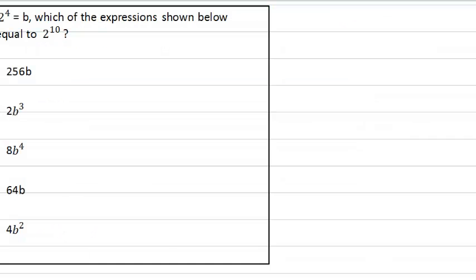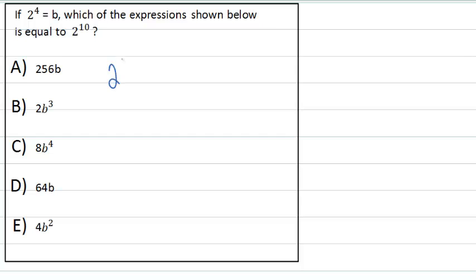Here's a problem that I came up with myself. 2 to the fourth is equal to b. Which expression is equal to 2 to the 10th? These problems tend to be really difficult because right off the bat you can't tell which direction the question kind of wants you to go. So you might have to try a couple of possibilities.